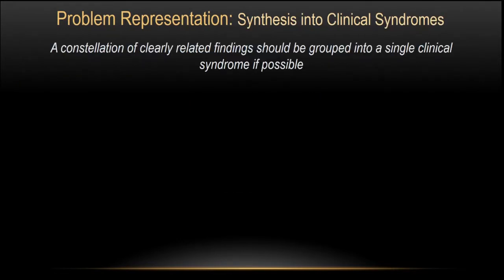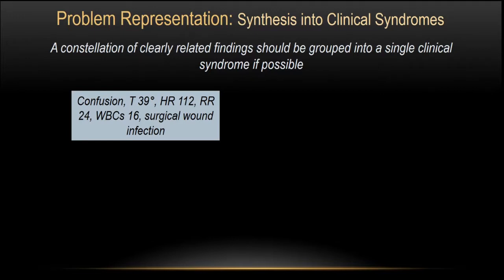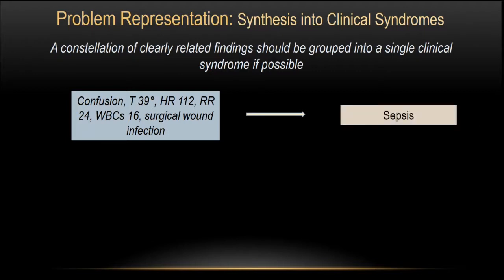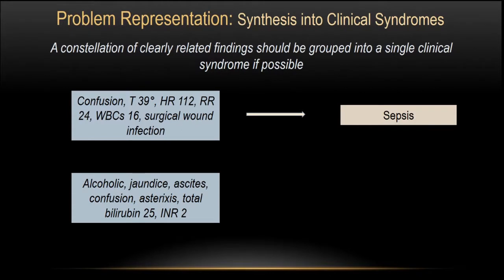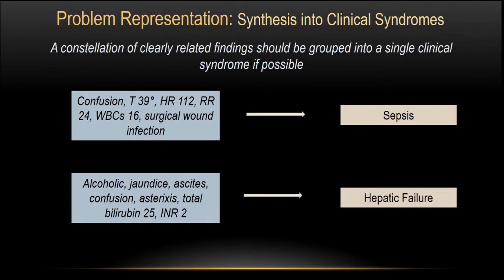And then we try to synthesize the symptoms into clinical syndromes whenever possible. Like a patient with confusion, fever, tachycardia, tachypnea, leukocytosis, and surgical wound infection. It sounds like what? Yes, it sounds like sepsis. Or a patient who is alcoholic and jaundiced with ascites, confusion, asterixis, and total bilirubin of 2.5 and INR of 2, which is elevated. It sounds like cirrhosis and liver cell failure. Perfect. So this is how we try to synthesize the problem representation into clinical syndromes.